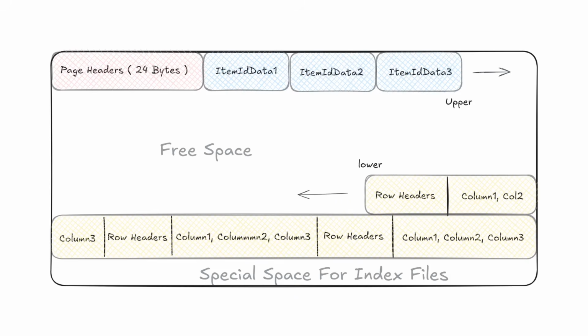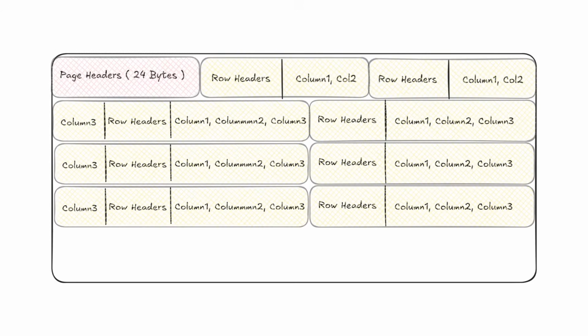Why do we even need these line pointers? Why can't we directly start storing the tuples from the start of the page? We'll talk a bit more on this when we talk about indexes, but for now, let's assume that we don't have the line pointer array.